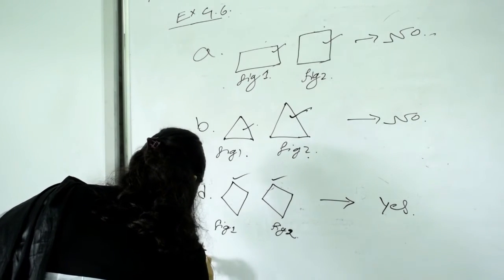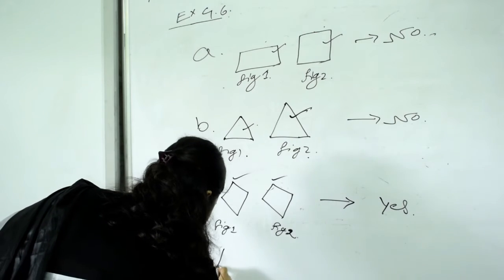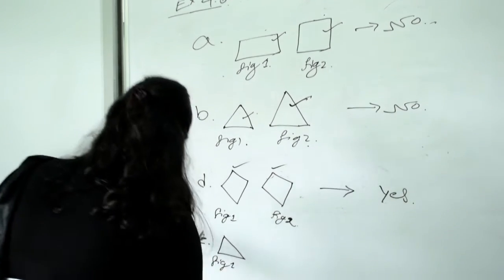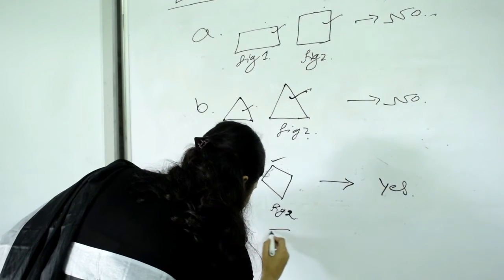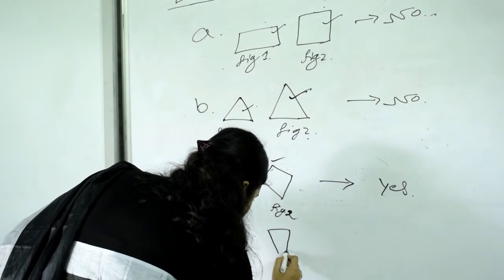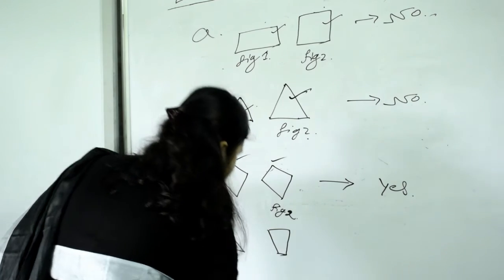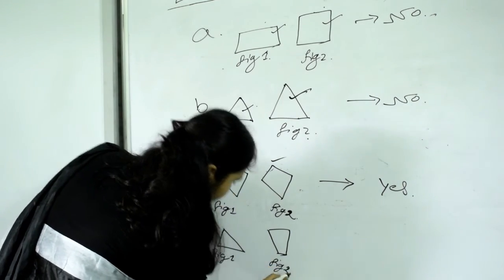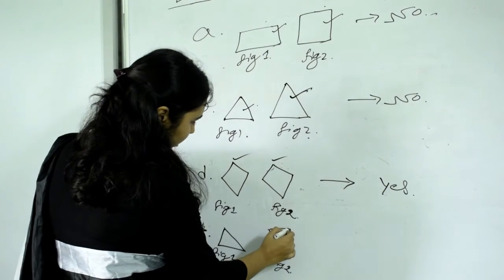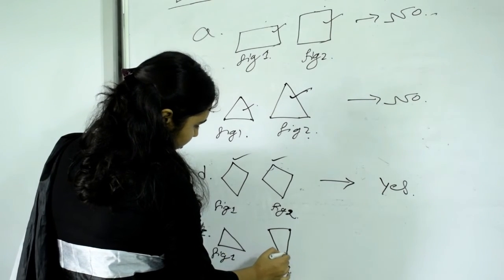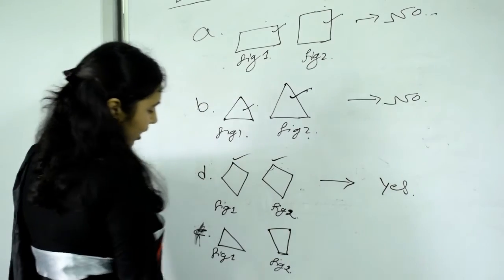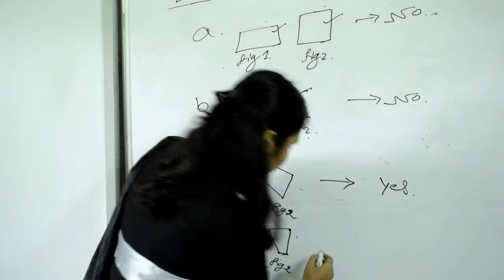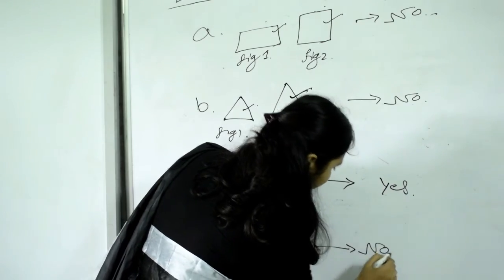Next, E. The first one is a triangle, but the second one is not a triangle, right? Because here we have 4 vertices and 4 sides. So these two shapes are not congruent. So again write here no.